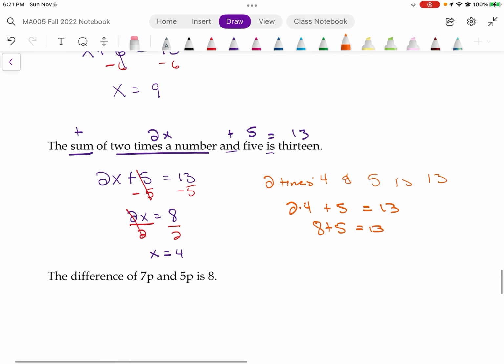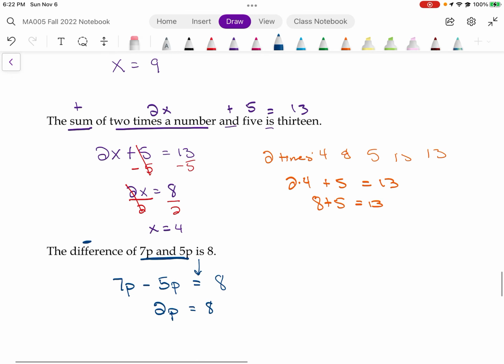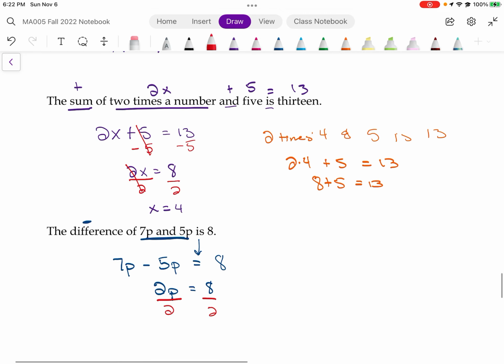All right, the last one, the difference of 7p and 5p is 8. So difference just means subtract, and these are the two things you're subtracting. You always do it in this order. So 7p minus 5p is 8. So is means equals. So that means 2p equals 8. So again, all we have to do to get p by itself is divide by 2, and I get that p equals 4. You can check this by just putting the 4 in for the p.